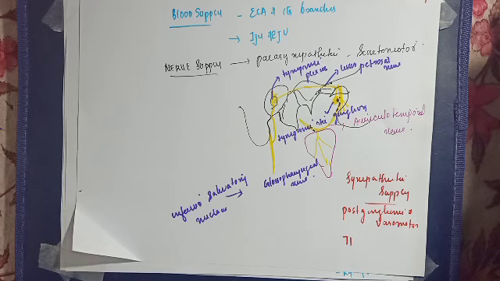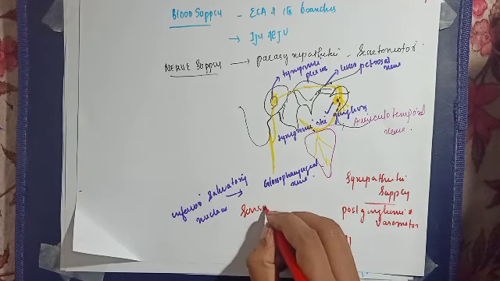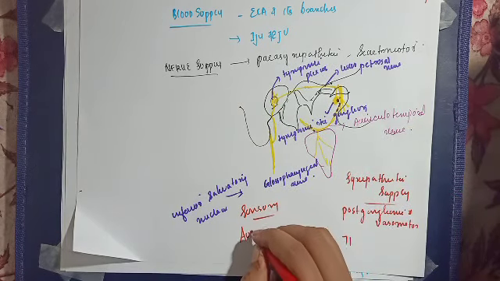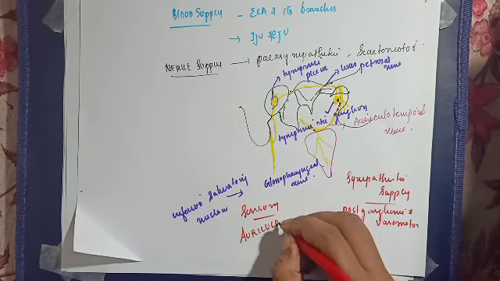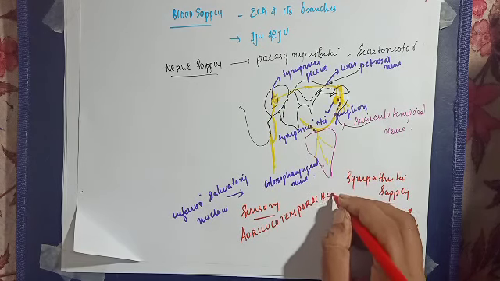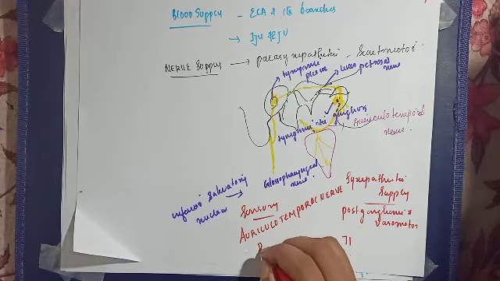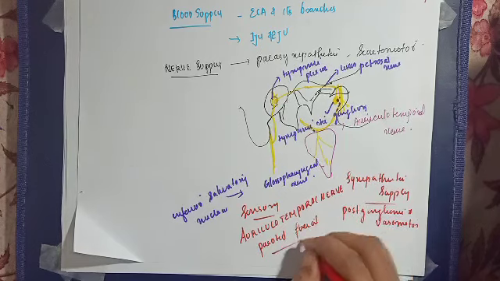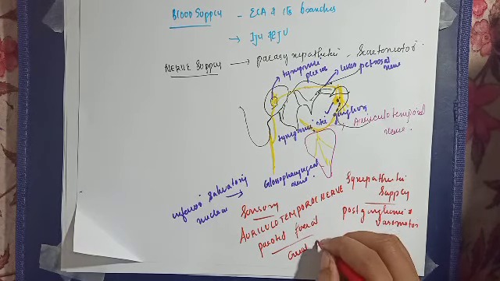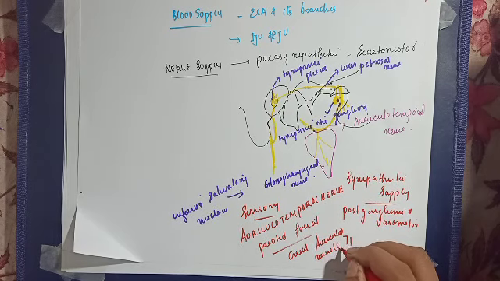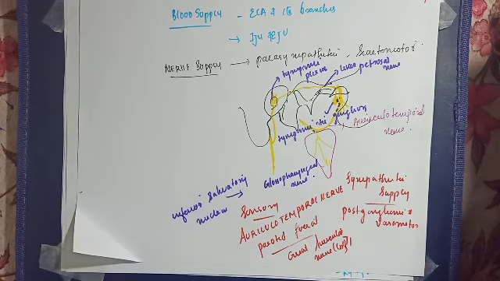Now, the sensory supply to the gland comes from which nerve? We have seen it is through the auriculotemporal nerve, which gives out the sensory supply to the gland. But the parotid fascia is innervated by sensory fibers of the great auricular nerve, root value C2, C3. However, sensory supply to the gland is from the auriculotemporal nerve.